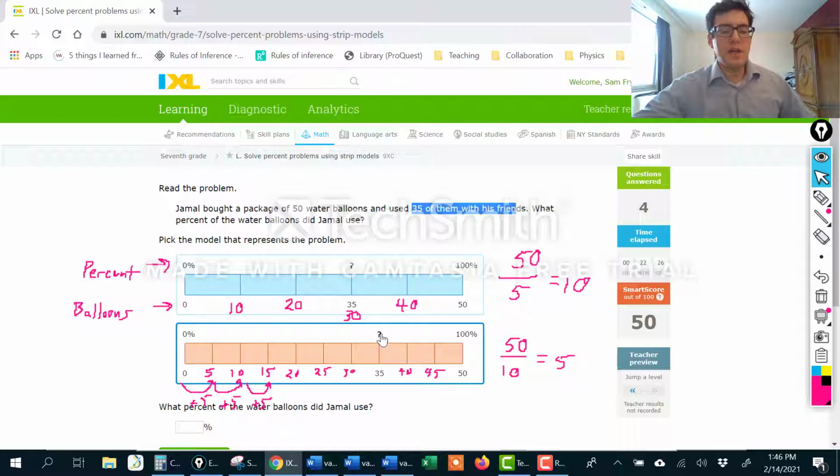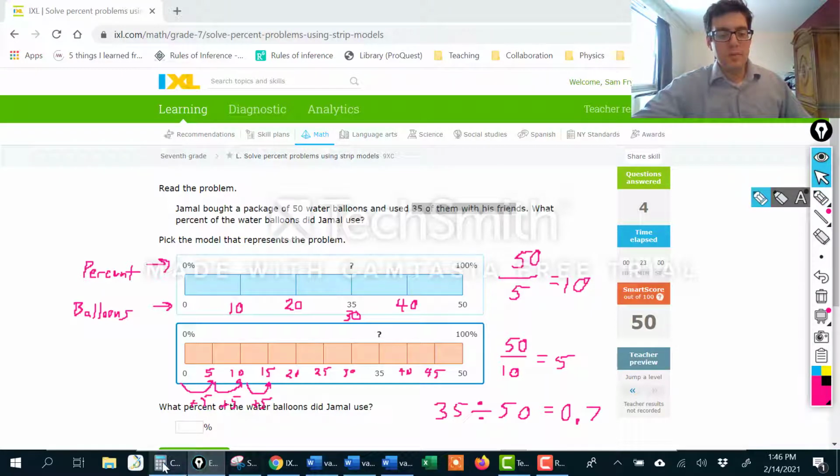And then this is a find the percent of the whole problem. If I'm looking for the percent here, what I'm going to do is take the part and divide it by the whole. That's going to give us an answer as a decimal, and then we're just going to convert that into percent form. So we would do 35, which is the part, not the whole, divided by the whole, which is 50, and that would give us 0.7. Don't believe me? You can do it in a calculator.